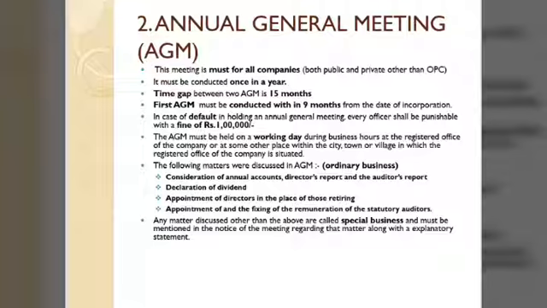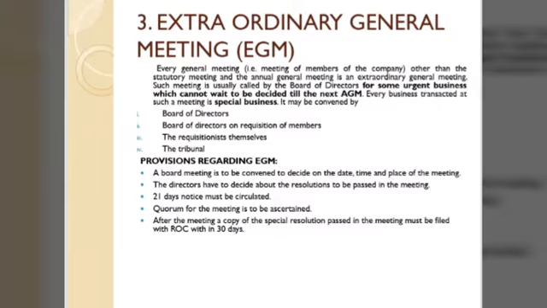If any matter other than the ordinary business is transacted, then it is called a special business, and it must be mentioned in the notice of the meeting which is sent to the members, along with an explanatory statement explaining that special business. This is the next important meeting in the company, that is the annual general meeting.